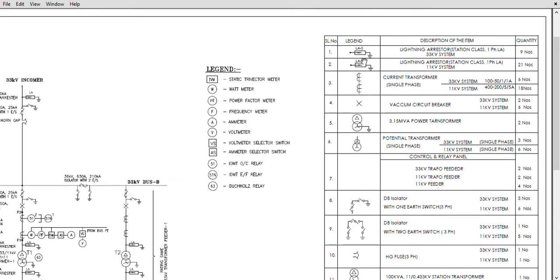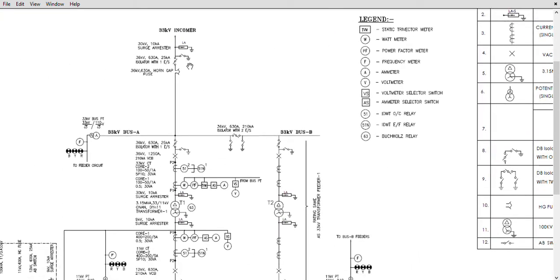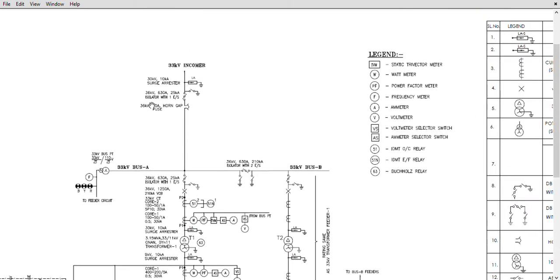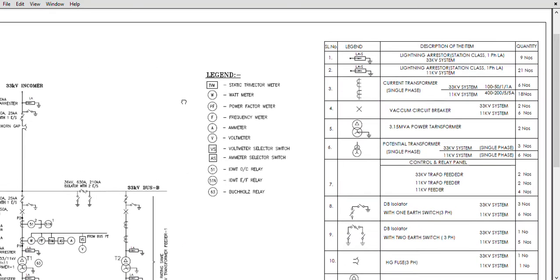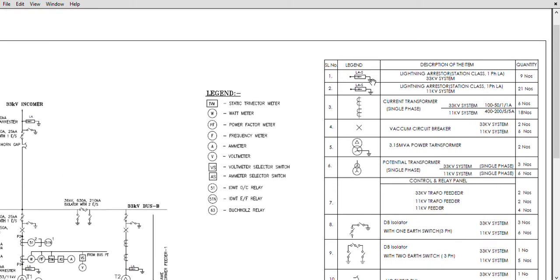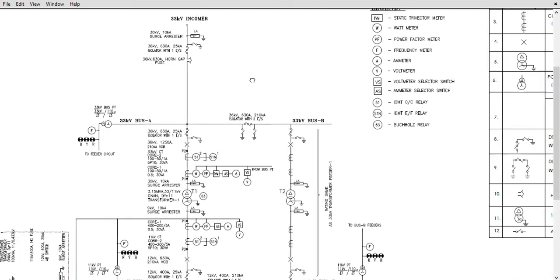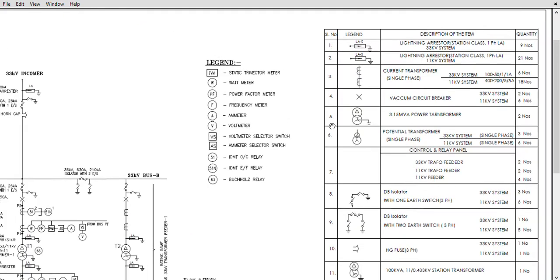Here under legend, or symbol we can call, we will be showing the symbols that we have shown here in the drawing. Otherwise we have just given the description here also. Even if we don't give the description here, we will represent with only symbols. In that case also we should be able to identify what the equipment is. So for easy understanding purpose I have given the description here as well as here.